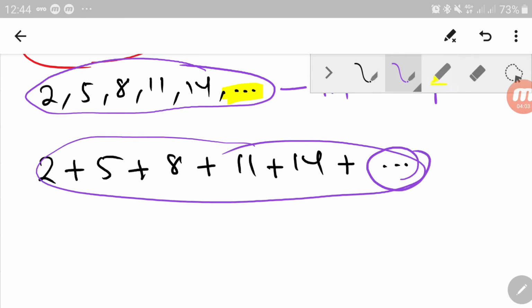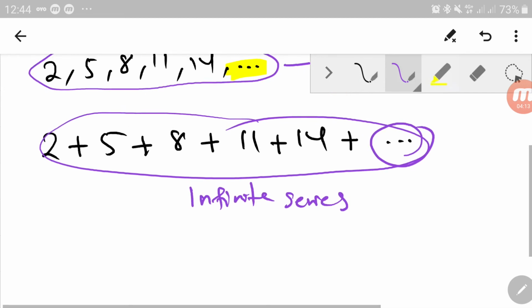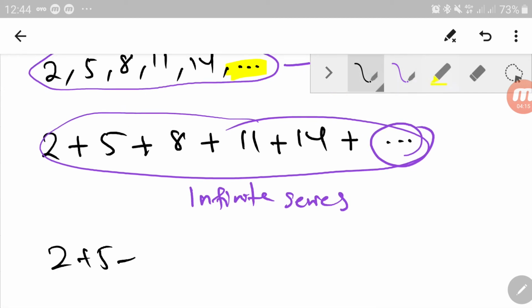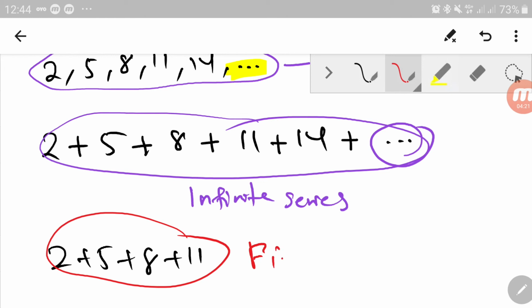But since we have this one, it is specifically called an infinite series. Okay, series. So if 2 plus 5 plus 8 plus 11, this is what we call a finite series. So that's all for the introduction of sequence and series.